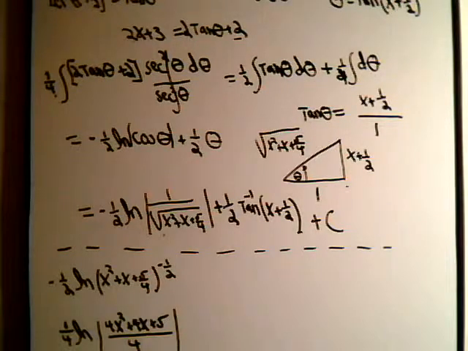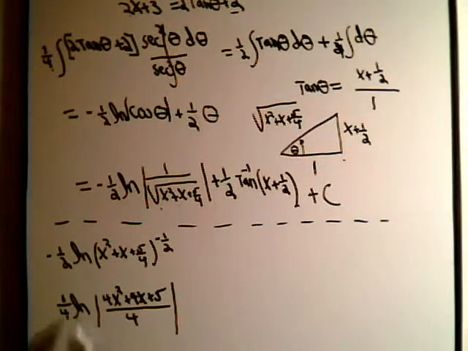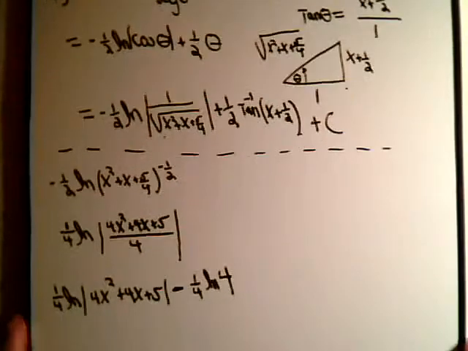And again, because of logarithms, we can rewrite this expression. This would be 1/4 the natural log of this, 4x squared plus 4x plus 5, minus 1/4 times the natural log of 4.